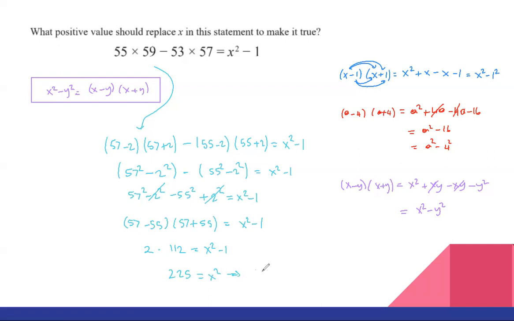And if you take the square root, you should expect to get x is 15 or negative 15. But we can see that they are looking for the positive number. So which is why we just need to go with positive 15, okay, in this case.